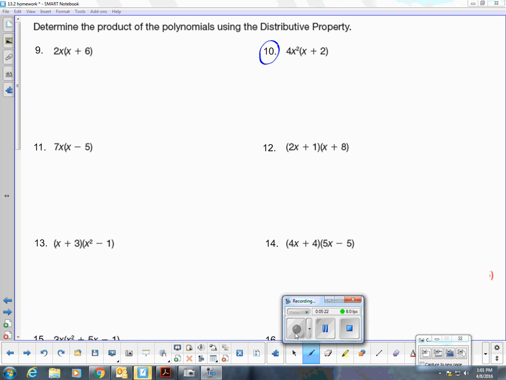Number 10 is a distributive property problem. I'm going to distribute my 4x squared with x. That gives me 4x to the third. 4x squared times 2, 8x squared.